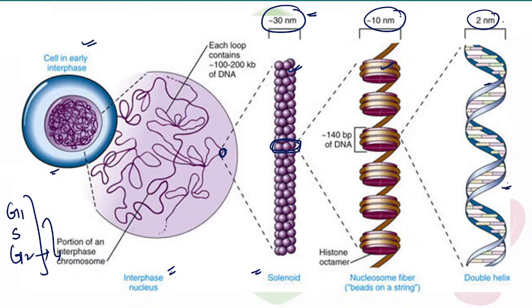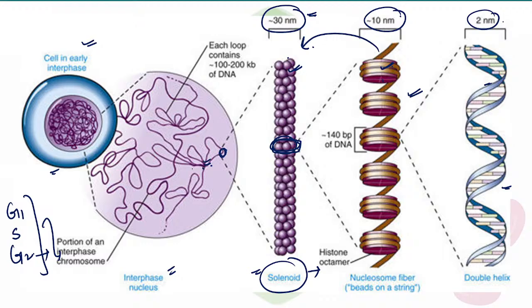So the DNA gets condensed in the format of your nucleosome fiber, the beads on a string structure. This beads on a string structure then gets converted into the solenoid. Now what is this solenoid? This is the structure. That's why there are two types of models which explain this: one is the solenoid model, the other is the zigzag model. What is the baseline difference between the two? We'll just understand.